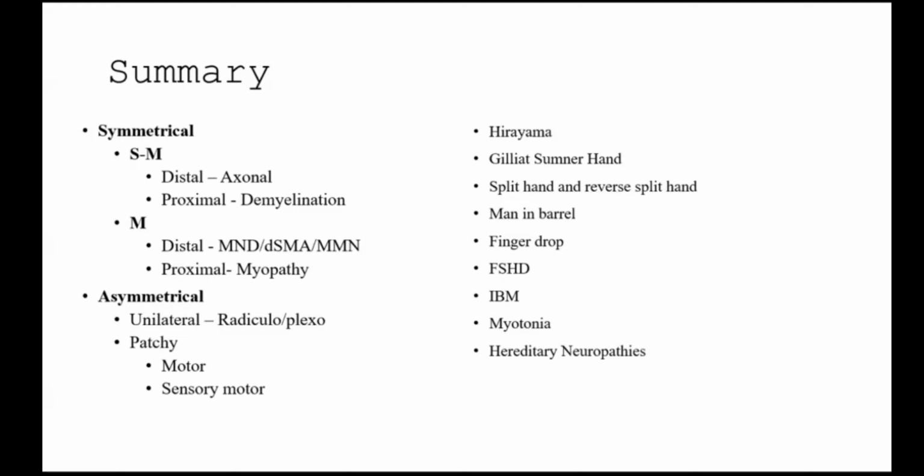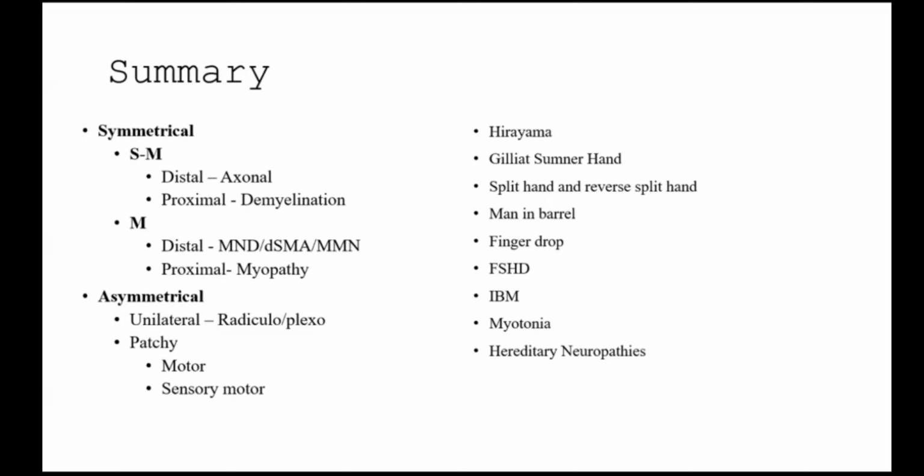So man in barrel: what happens in this classic man in barrel is you have isolated upper limb weakness. So the patient cannot abduct the arms, as if the man is stuck in a barrel. 25% of these cases are females actually, so it's not man, it's person in barrel. Now this is actually a classic description of motor neuron disease, flail arm syndrome.